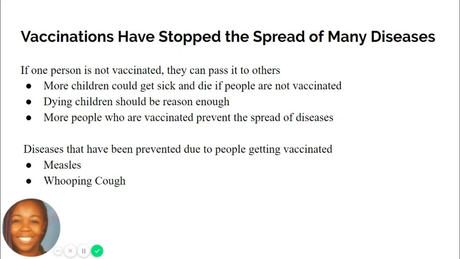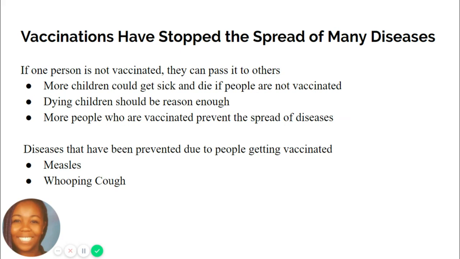My first reason is that vaccinations stop the spread of many diseases. My supporting details say that if one person is not vaccinated, they can pass it to others. The more people that are not vaccinated, the more they pass on diseases, even if they're not showing symptoms of that specific disease. And as a result, more children could get sick and die if people are not vaccinated. Dying children should be reason enough. We want to make sure that our youth is healthy and lives long, lasting lives.